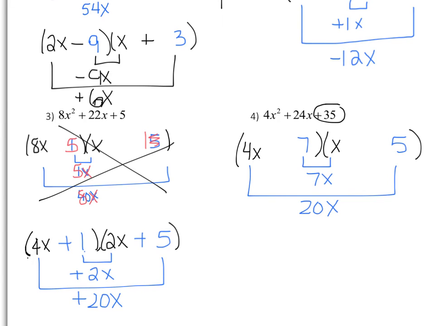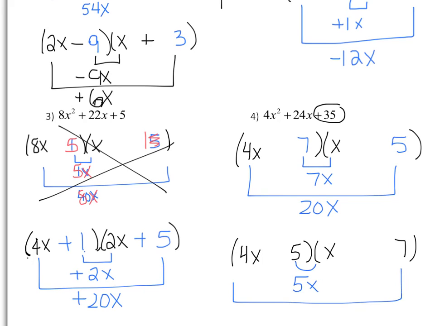So let's try, same problem, but switch the 5 and the 7. So 5x is the inners. The outers are 28. Do we think this will work? 28 and 5? No, this doesn't seem to be working at all. There is another option, though, about 4x squared. Couldn't we do 2x and 2x? So let's start over with that.